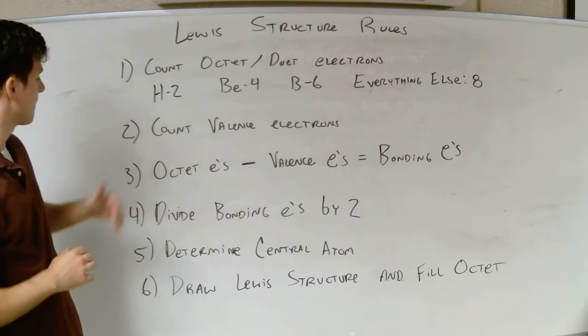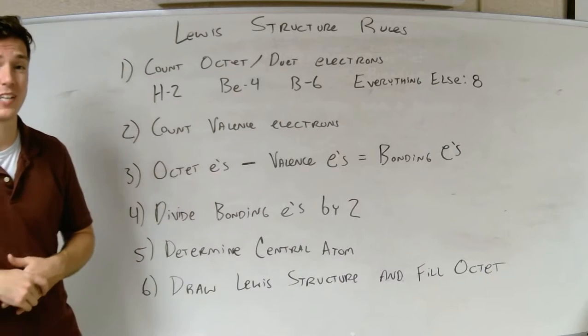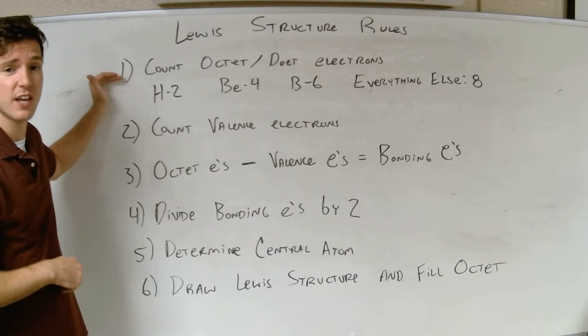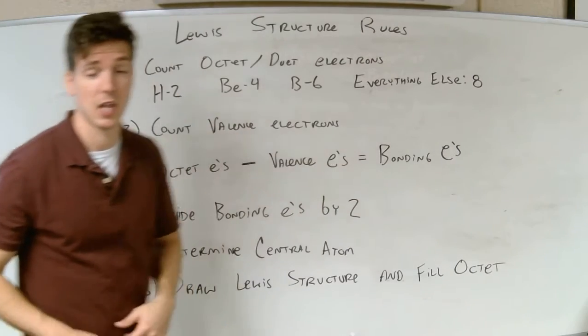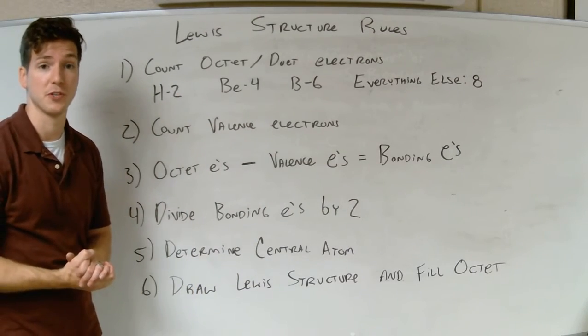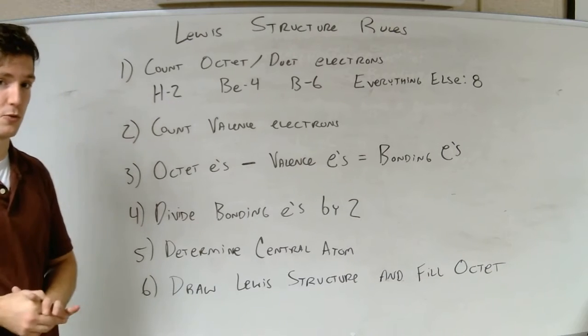Okay. For rule number 3, we're going to take those octet electrons that we discovered, subtract our valence electrons, and we will get our bonding electrons. And you'll see an example of that when we do our first example after I explain these rules.